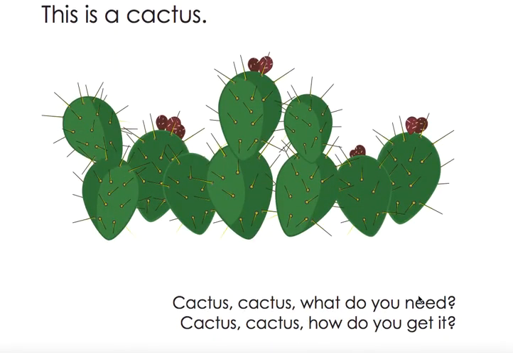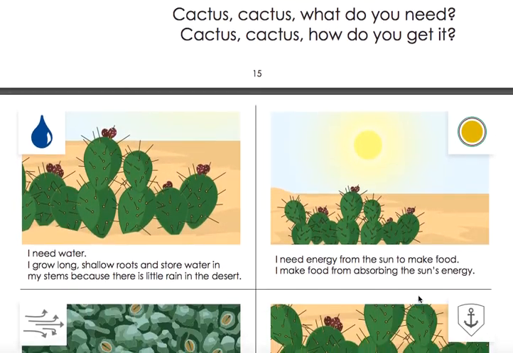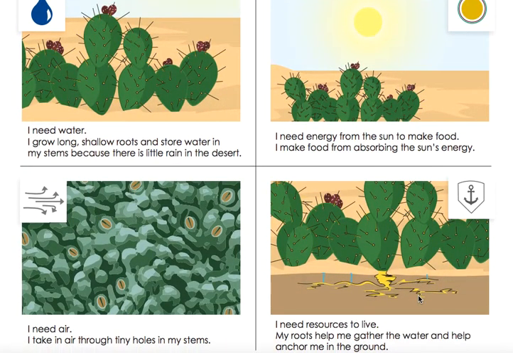This is a cactus. Cactus, cactus, what do you need? Cactus, cactus, how do you get it? I need water. I grow long, shallow roots and store water in my stems because there is little rain in the desert. I need energy from the sun to make food.